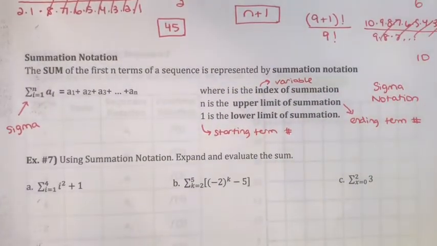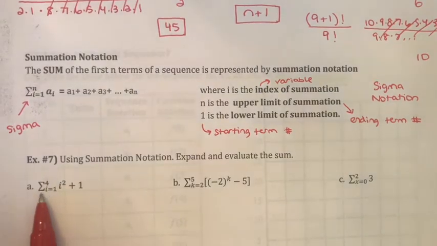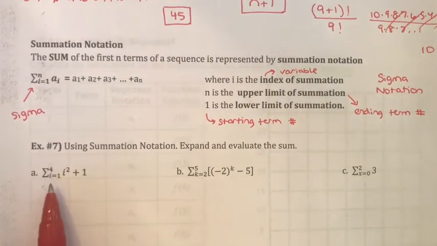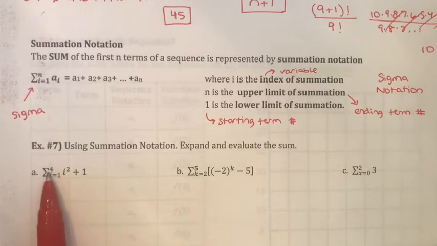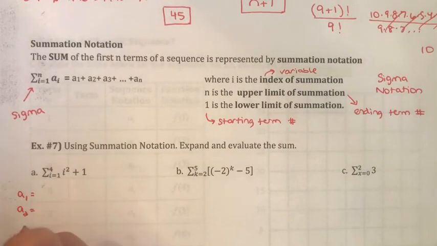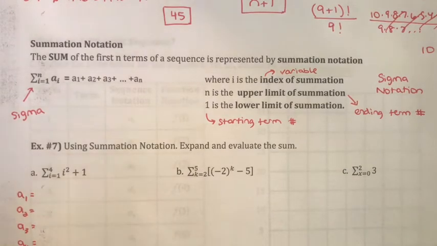So this is easier to do when you look at an actual example. So notice I've got a sigma starting at 1 and ending at 4. That means I'm starting with the first term, ending with the fourth term. So let's say I had A1, A2, A3, and A4.